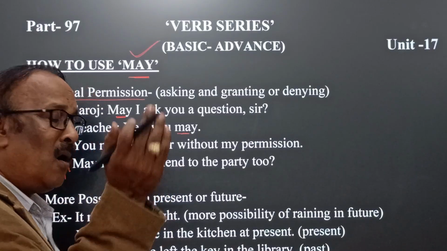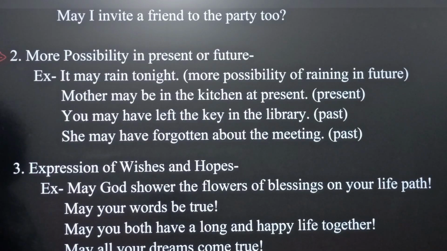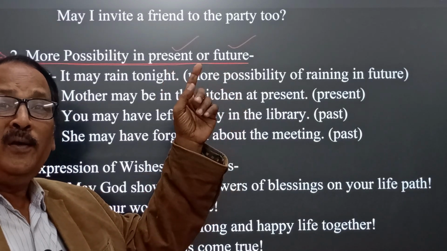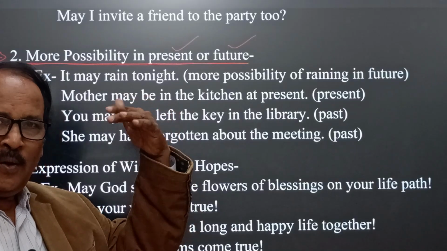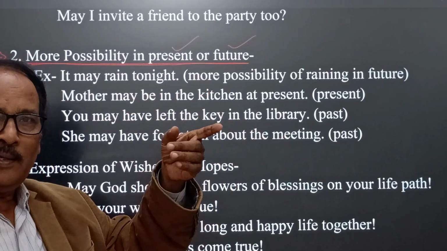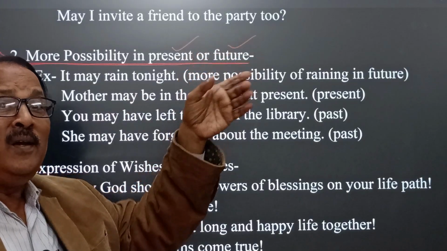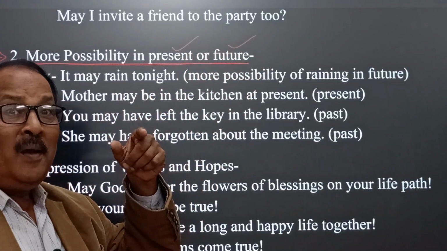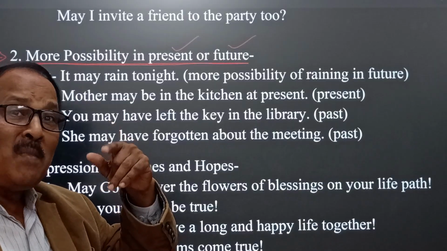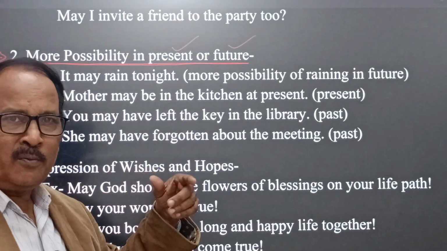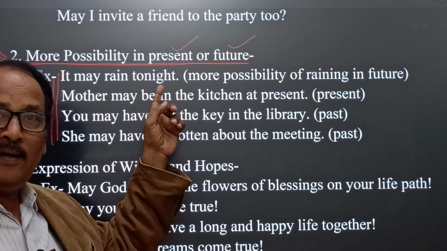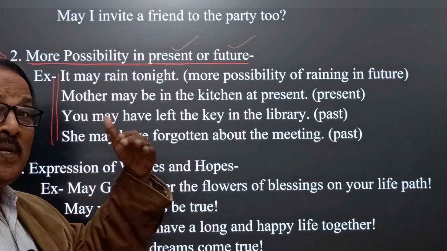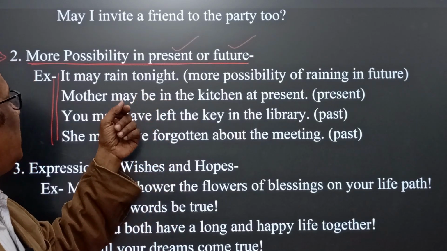Now come to the second point. More possibility in present or future. In such cases also we use may whenever we guess or predict something which may happen or may not. Whenever there is more possibility, we use may. But whenever there is less possibility, then might or could, which we will discuss subsequently. Let's see in examples. "It may rain tonight." Here the speaker is expressing more possibility of rain tonight.